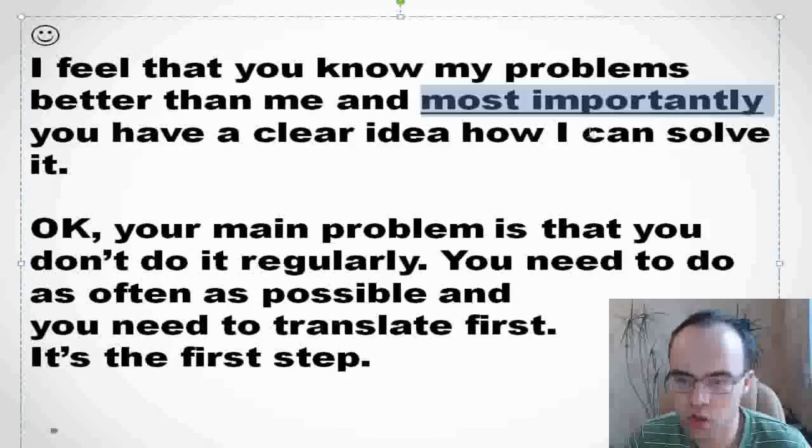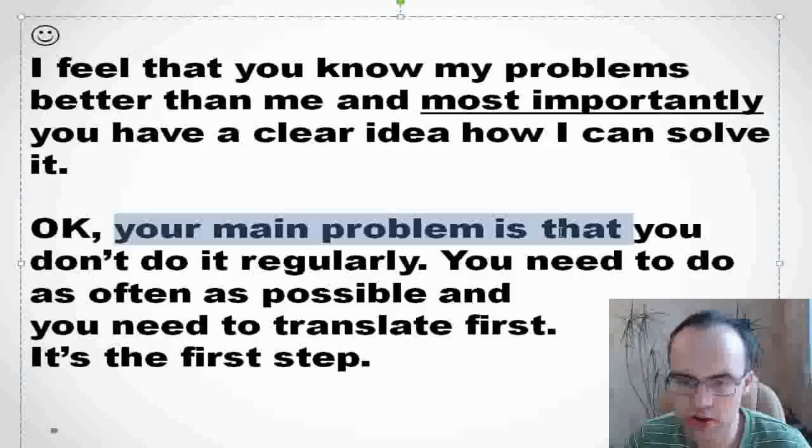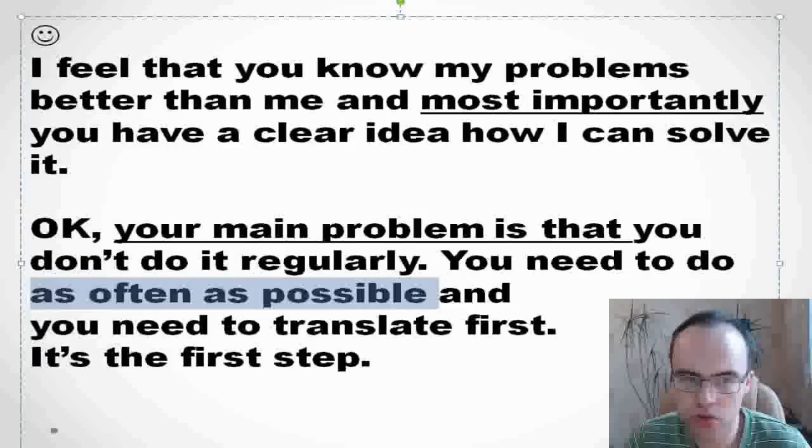Okay, so how can I solve it? What can I do? Your main problem is that you don't do it regularly. You need to do it as often as possible, so regularly, as regularly as you can, and you need to translate first. You asked me about translation, and it isn't bad, you need to translate first.